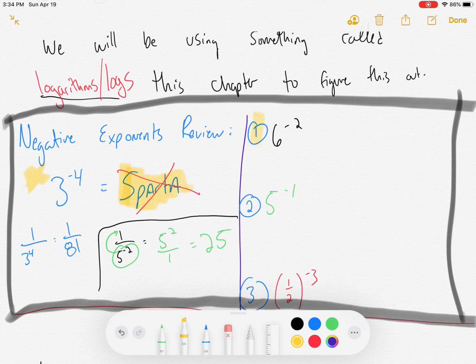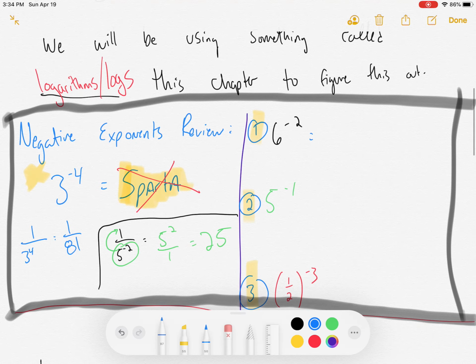Hopefully that's a review. If you want to pause the video quick and try these 3 example problems, number 1, 2, and 3, I would go ahead and do that now. Otherwise, I'll wait about 5 seconds, then I will go through them.